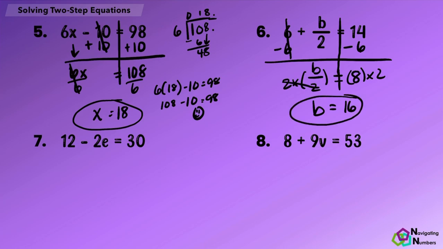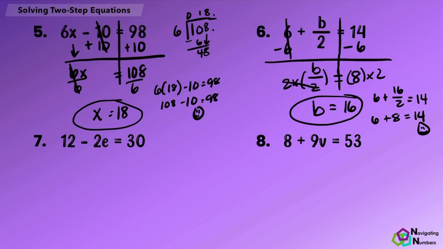So here we have 6 plus 16 divided by 2 equals 14. Again, remember you're rewriting your original equation and plugging in your solution for your variable. So we have 6 plus 16 divided by 2, which is 8. So 6 plus 8 is 14, which is true. So b equals 16. My smiley faces are getting worse.